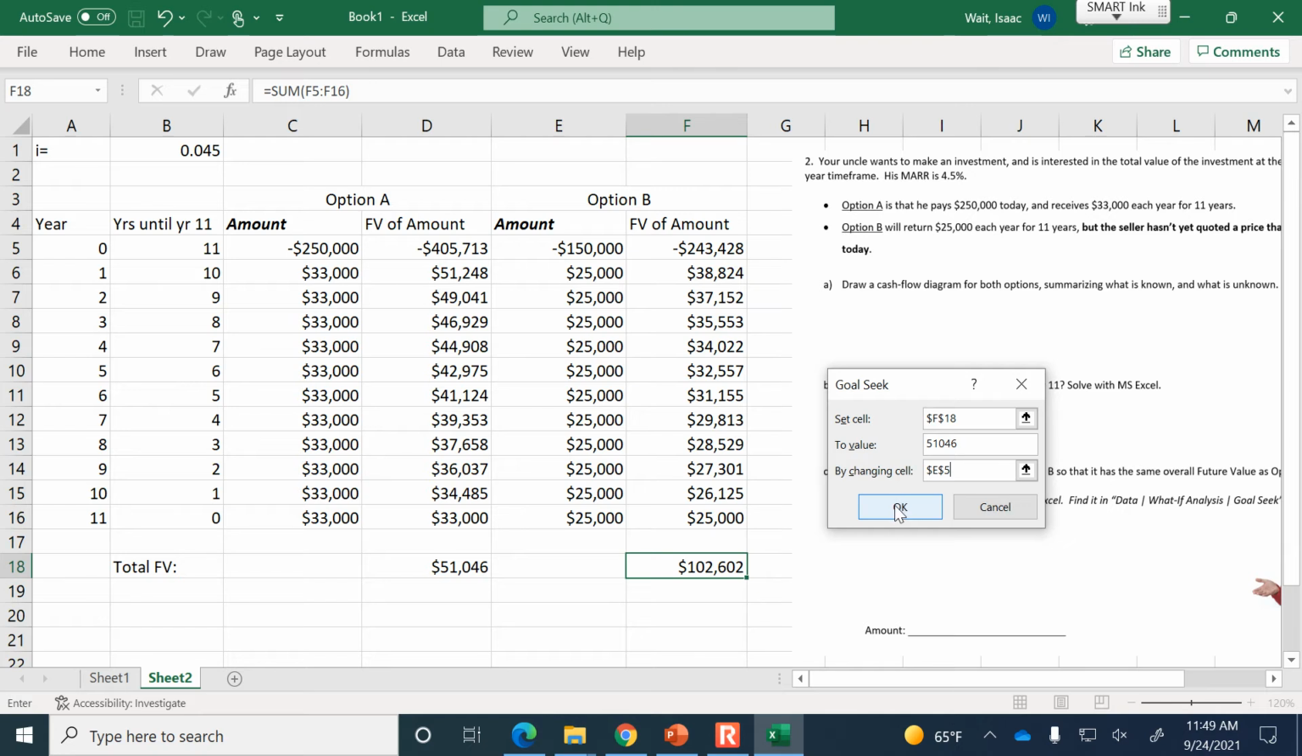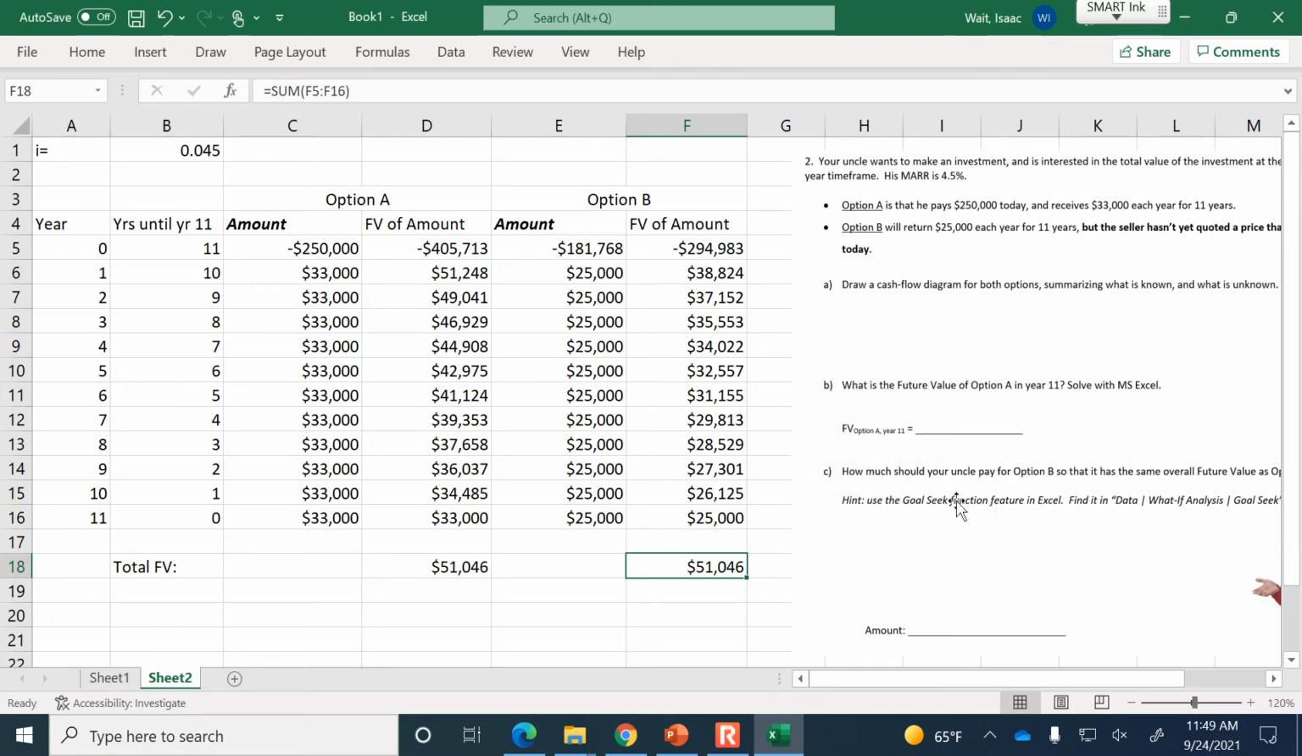And so when I click OK, it's going to change over and over again, and if your uncle pays 181,000 for option B, then it has the same overall profitability in the future as option A. So this method basically illustrates how you could know what's the fair purchase price for option B if option A is also available. So these two alternatives have an equivalent profitability if you pay 181,000 for option B.